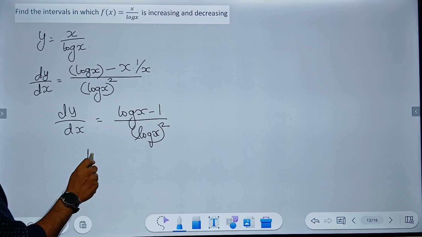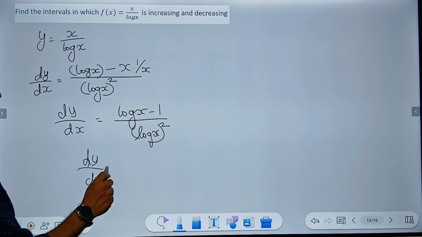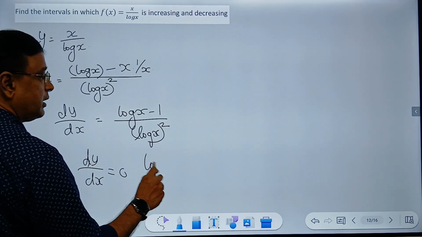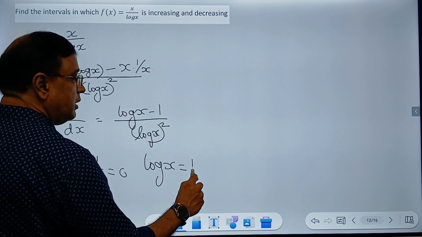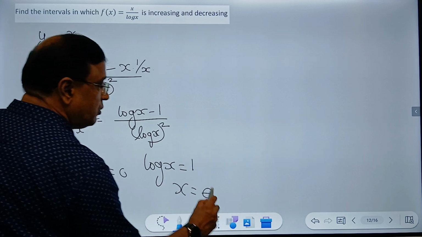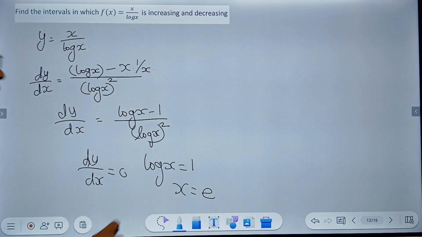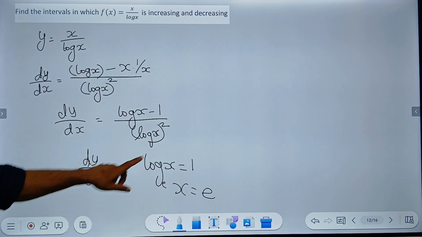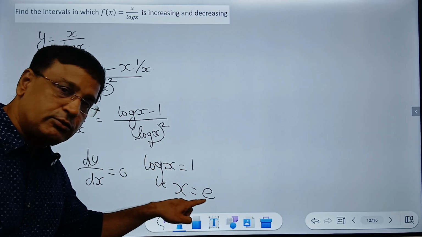Now, as usual, what we do, we generally equate it to 0, right? I equate it to 0. I get log x is equal to 1 and x is equal to e. You know, log e base e is 1. This is actually base e. So, log e base e is 1, so x is equal to e.